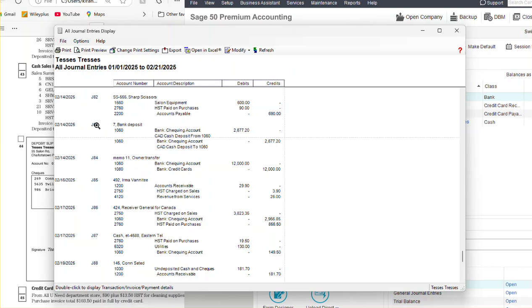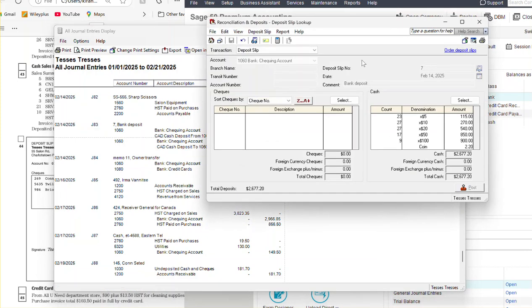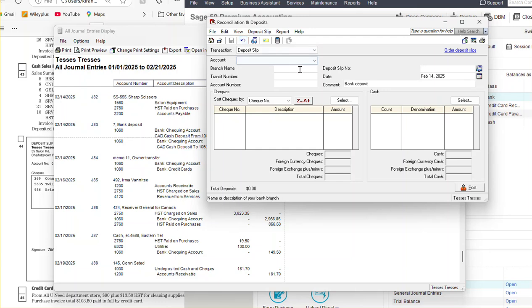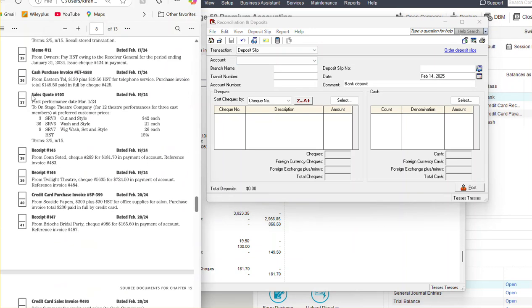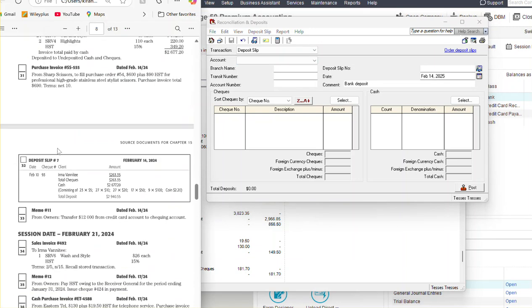So this was the one that was a problem for me. I am going to undo this transaction, and I am going to do one more thing here and see if it lets me do that. That was a slip number, what was it? Slip number 7. I'm going to do slip number 7 and see what happens.